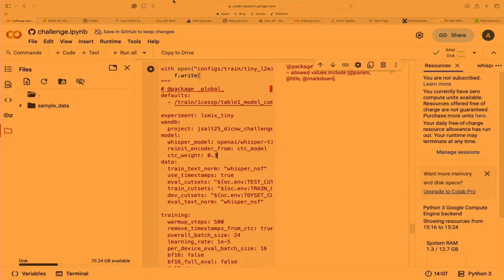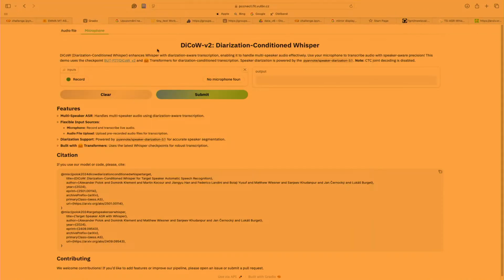In the meantime, when you are training, you can also play with this app. You can go to the microphone, and if you are sitting next to someone else, you can try to simulate something and just submit it and see if it works. It should also be multilingual, so you can try speaking in any language other than English that you know, and just try it.